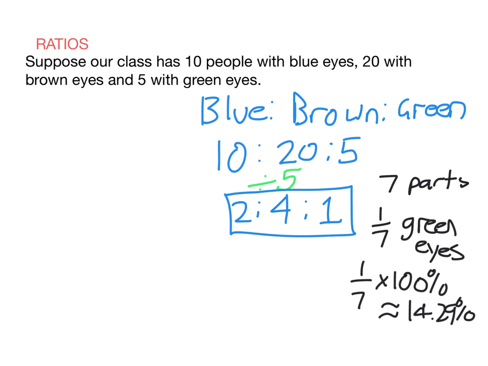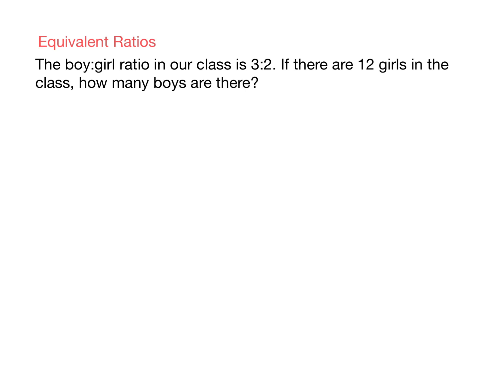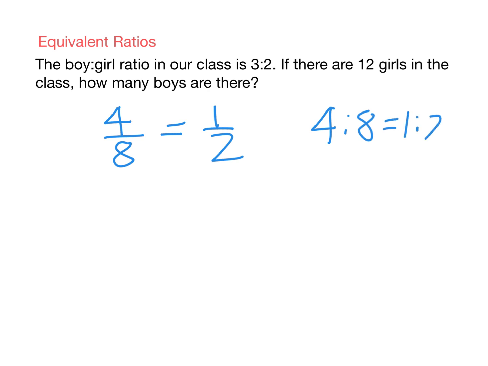All right, let's now take a look at using ratios to find quantities. So just as we have equivalent fractions, we can have equivalent ratios. For example, you probably know something like 4 to 8 is the same as a half. And just like that with ratios, 4 to 8 is the same as 1 to 2, because ratios essentially are fractions. So these two ratios are equivalent because what we've done to the first number in each ratio, we've done to the second number. Just like for fractions, they're equivalent as long as what you do to the top, you do to the bottom. So let's use equivalent ratios to find quantities.